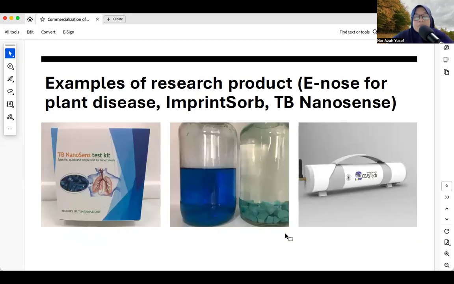For example, I have tried to commercialize these two. Actually, this one not yet. One is a rapid test kit for TB, tuberculosis, and this is a polymer designed to remove mercury. So I've talked about it.